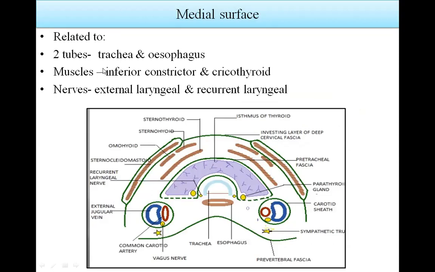Medial surface is related to the two tubes, trachea and the esophagus. Here you can see the two nerves, the external laryngeal nerve and the recurrent laryngeal nerve. So here is the recurrent laryngeal nerve, which lies in the groove between the esophagus and the trachea. So the medial surface is related to the trachea and the esophagus, two nerves, external laryngeal nerve and the recurrent laryngeal nerve, and two muscles, inferior constrictor muscle and the cricothyroid muscle.